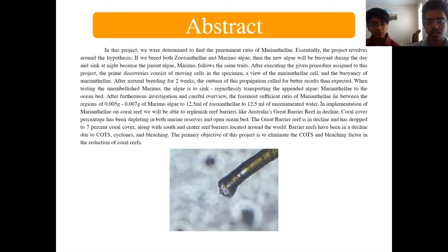With implementation of Marianthi in coral reefs, we'll be able to replenish reef barriers in decline, such as Australia's Great Barrier Reef. Coral cover percentage has been depleting in both marine reserves and open ocean bed. The Great Barrier Reef in decline has dropped to 7% coral cover, along with three barriers located at south, center, and north latitudes across the world. Barrier reefs have been in decline due to COTS, cyclones, and bleaching. The primary objective of this project is to eliminate COTS and bleaching factors in the reduction of coral reefs.